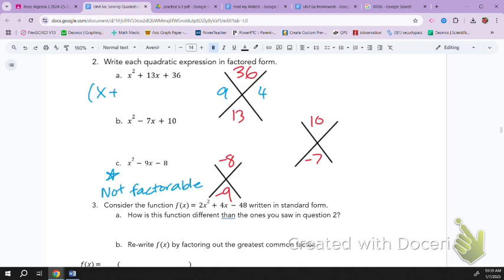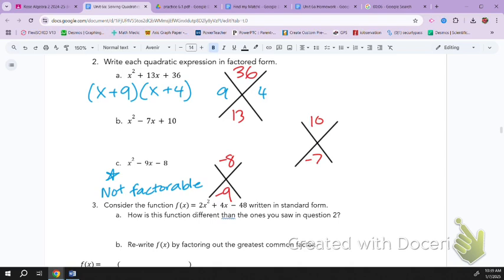x plus 9 times x plus 4. What if you wrote x plus 4 first? Is that still okay? Yes, I can multiply in either order. I could write that factor first.